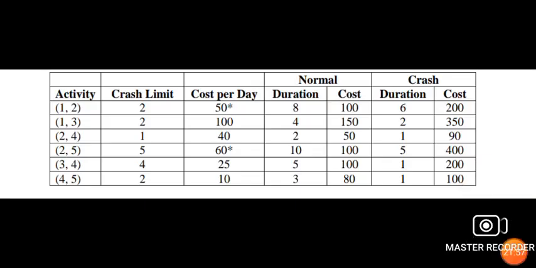We have a new critical path: 1 to 3, 3 to 4, 4 to 5, because sometimes the new critical path can still emerge even as you're crashing, even though you just started with 1. So 1 to 3, 3 to 4, 4 to 5.